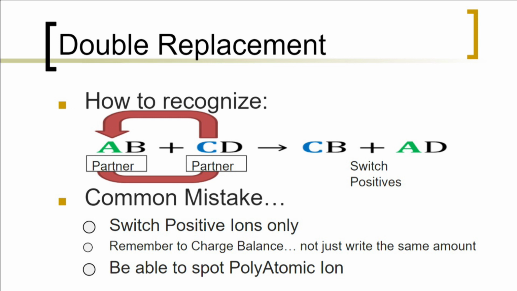Make sure that you can spot the polyatomic ions, and you should be okay. Like I said, usually this one is a lot easier than the other ones.